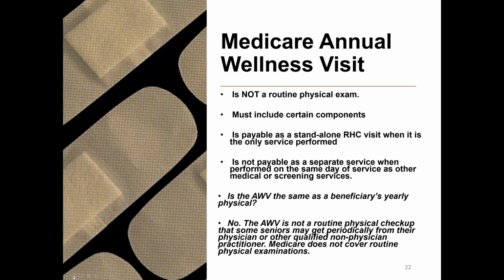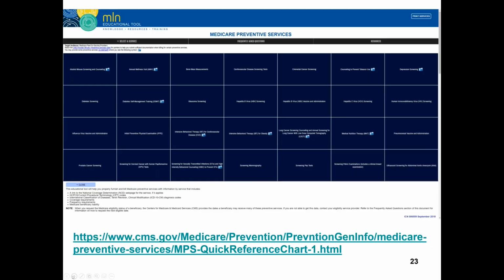Anyway, here's a description of the Medicare annual wellness visit. It's not a routine physical exam. You must include certain components to it. Is it the same thing as your beneficiary's yearly physical? And the answer is no. We basically just copied and pasted these answers directly from that fact sheet. But that's your annual wellness exam. You have enough information to find out the different information that you need to do those.